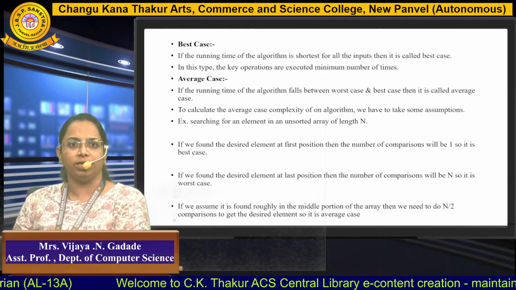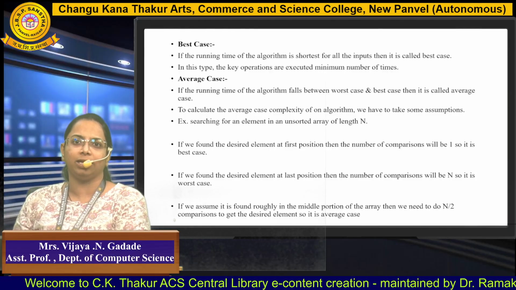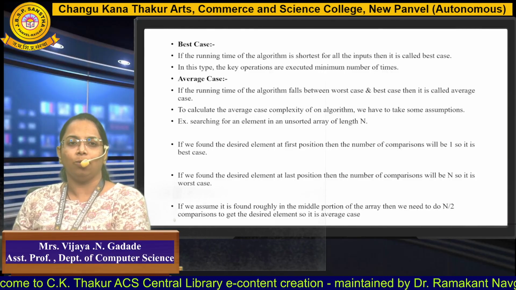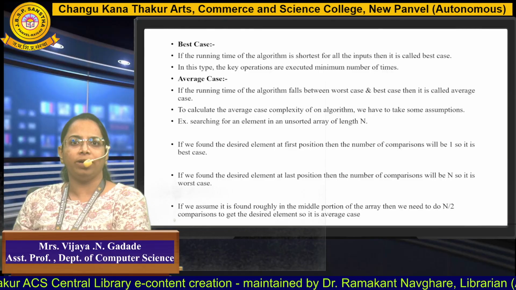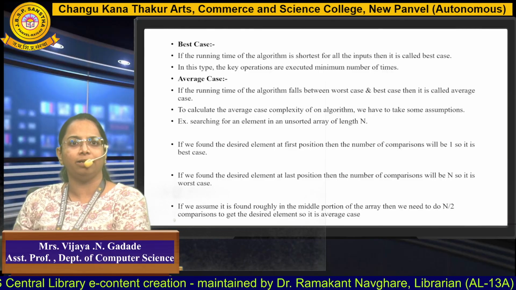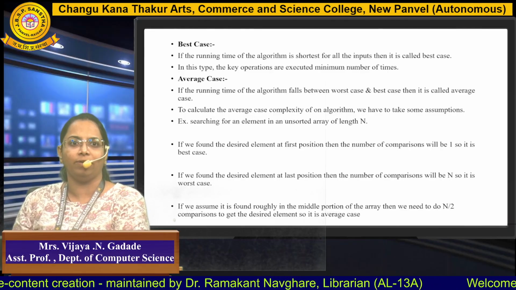Next one is average case. If the running time of an algorithm falls between the worst case and best case, then it is called average case. To calculate the average time complexity, we have to take some assumptions for an algorithm. It will take an unsorted array of length n.